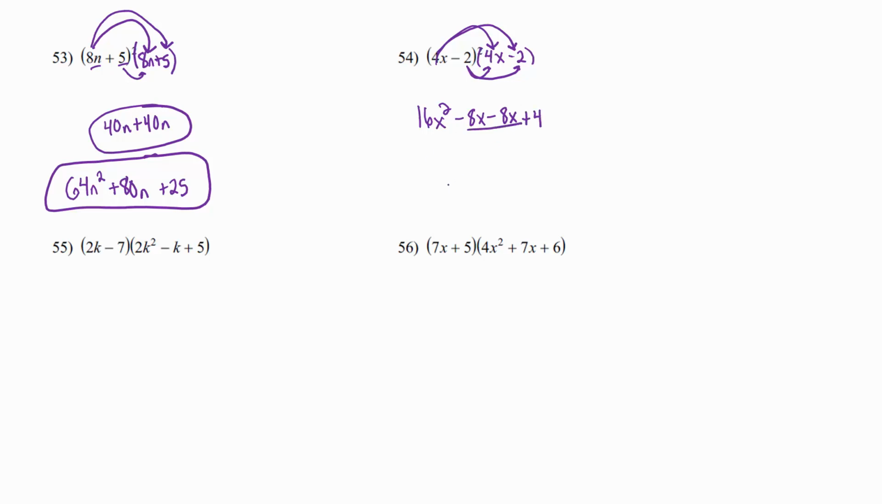The middle terms add together. They're the same sign, so they don't cancel out. They come together to make -16x. And so this is our answer.